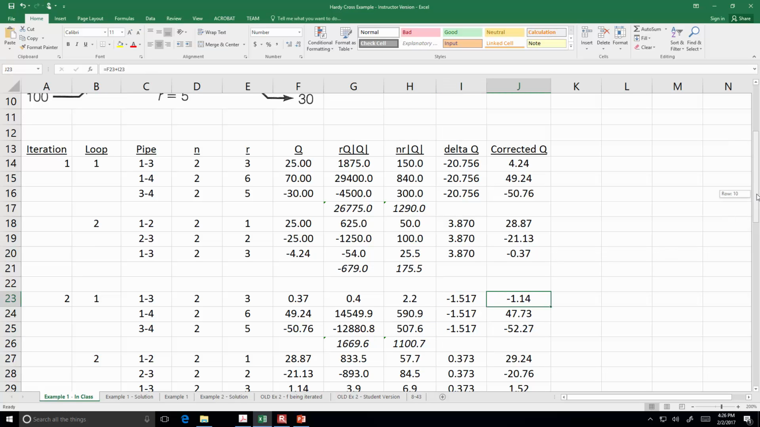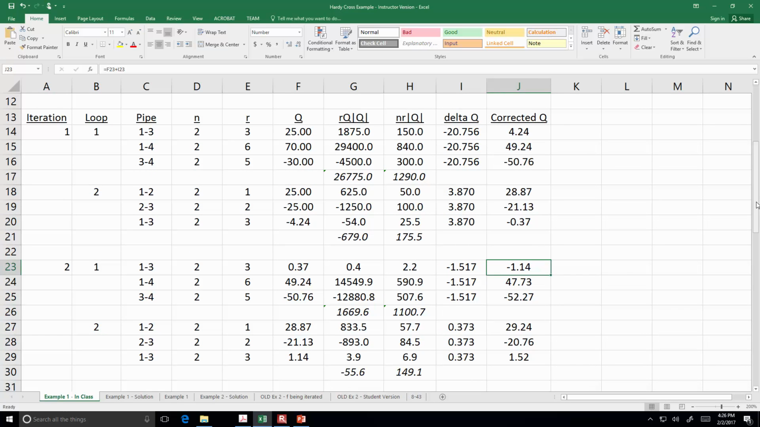So the question is, are things on the right track? What are some preliminary indicators that things are headed in the right direction? Well, number one, our delta Q is getting smaller. That's a good sign. We had to correct by 20 in the first stage, and now we're only correcting by 1.5. So even though I had kind of a sloppy guess for that first flow balance, the 70-30 split that seemed a little unjustified, still, it's converging pretty quick. That delta Q got a lot smaller. And the same thing is true for loop 2. We had 3.87, and now it's down to 0.373.